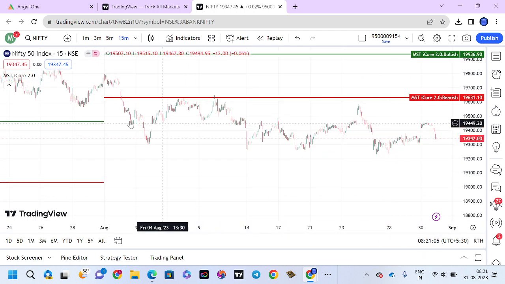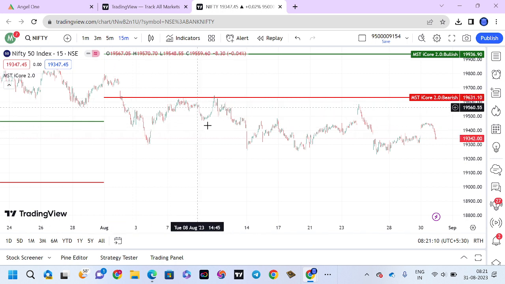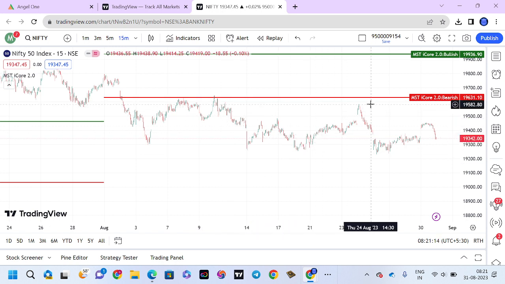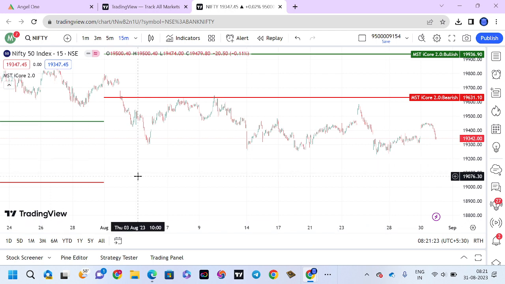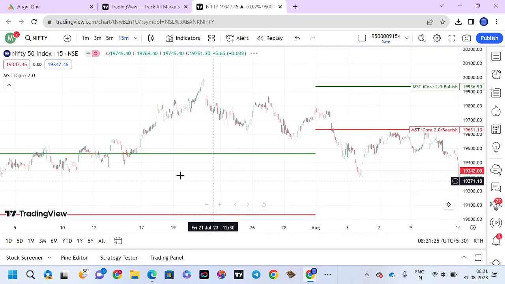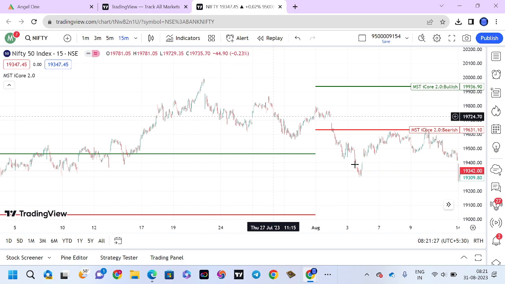See, market has closed below this zone and we have got very good profit. Two times it has reversed, and the third time we could not reach that level itself and it has fallen. So how much profit have you got? From 19,600 to 19,200, 440 points you have got the profit. So from here it has broken, very good profit you have got.